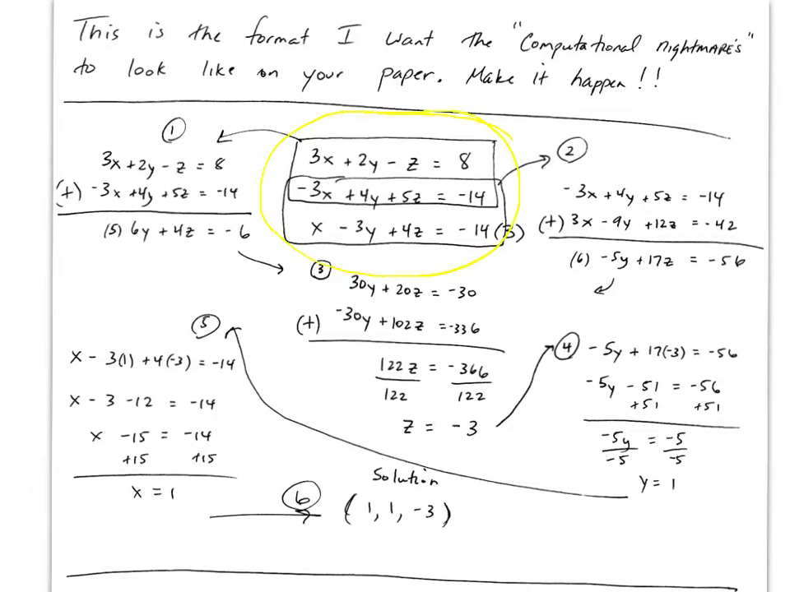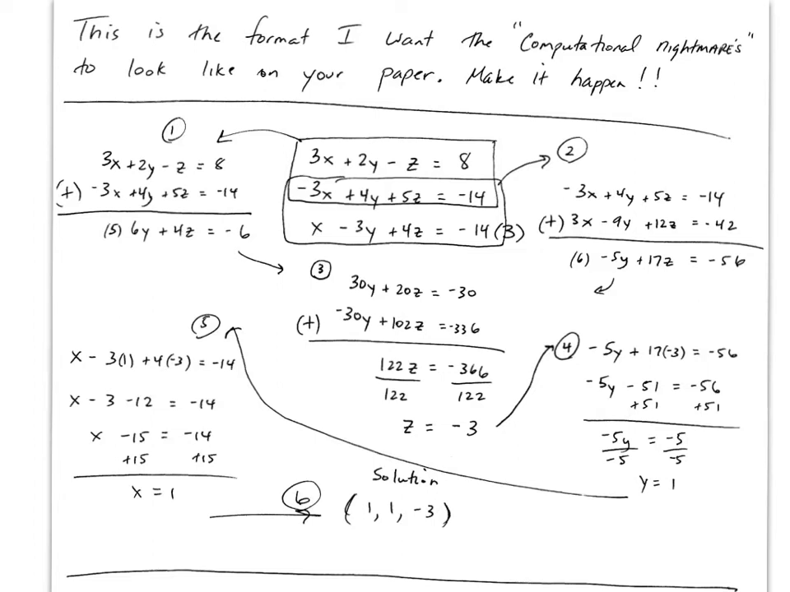Your first step is to pick two of the equations and eliminate one of the variables. So if you look at the attachment for my step number 1, the first two equations, you had 3x and negative 3x, so it was already set up for elimination. I eliminated the x and I was left with 6y plus 4z equals negative 6.